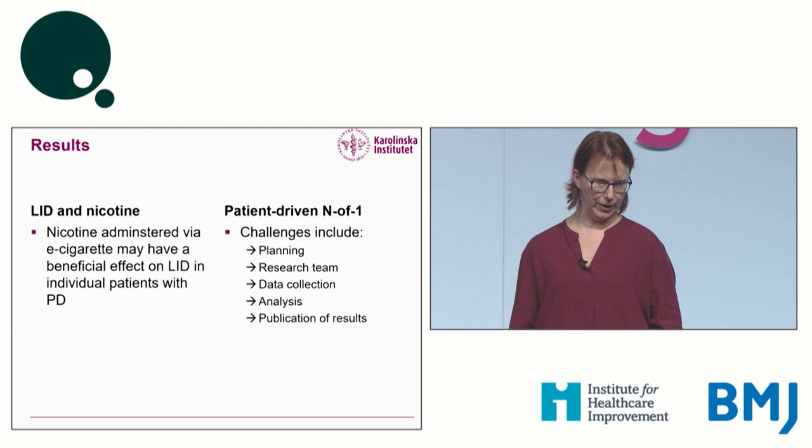planning, finding a research team to work with, data collection, analysis, writing the results in a good way, and finding a good journal is not the easiest thing either that would want to publish. You have to frame it in a way that it fits the scope of the journal, which is, there isn't really any journal out there publishing self-tracking as a rule.